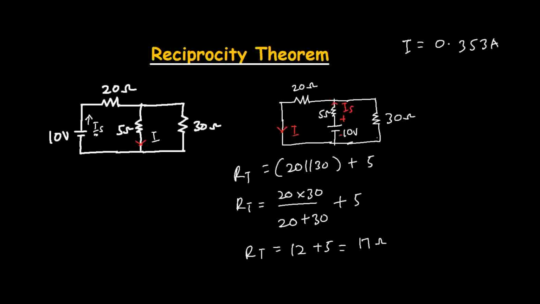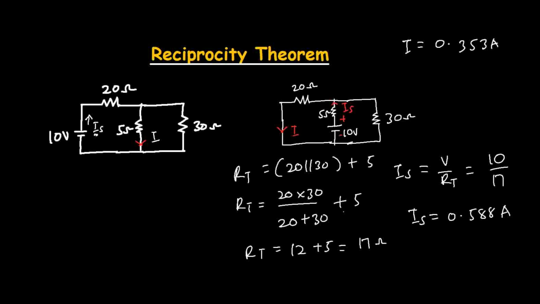So now you have to calculate the source current, which is IS. So you have IS equal to the voltage divided by the resistance. Okay, so that will be equal to 10 volts divided by 17. So that gives me IS equal to 0.588 amperes. Okay, so that's the source current.